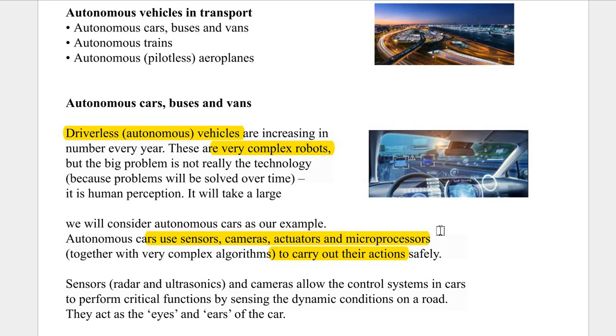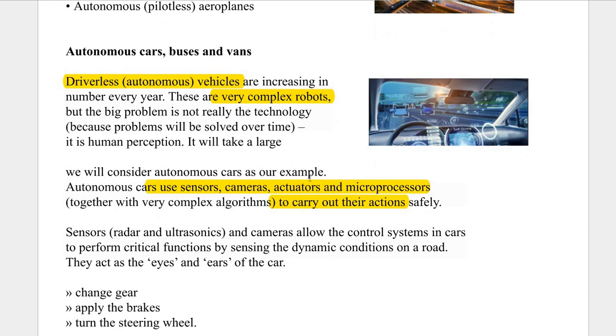As you see inside the picture, these cars are able to detect the other cars and detect the road. They can change the gear, go faster, go slower, or turn the steering wheel, go left, go right, or even apply the brakes. It means that they can stop by themselves. If they see that they are too close to the next car, they are going to apply the brakes and stop.